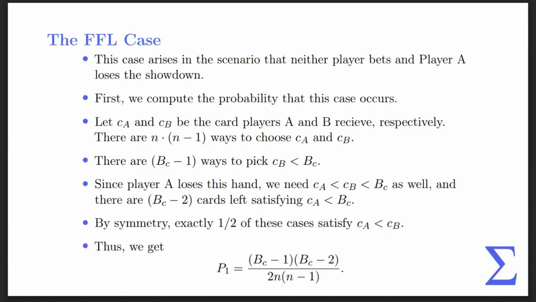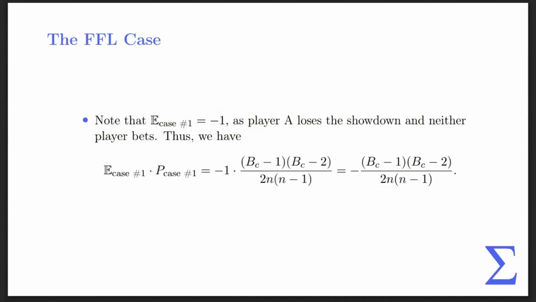If we put this all together, we can compute the probability this case occurs as B minus 1 times B minus 2 over 2 times n times n minus 1. The expected value for this case is -1, because player A will always lose this showdown, that's how we define the case, and neither player bets. So the expected profit for player A is -1. If we multiply these together, we get this result for our first case.